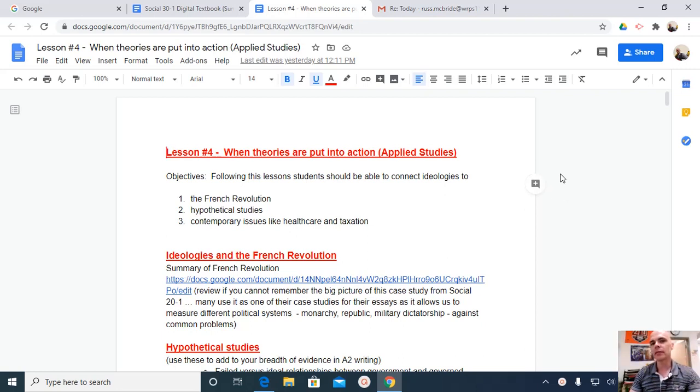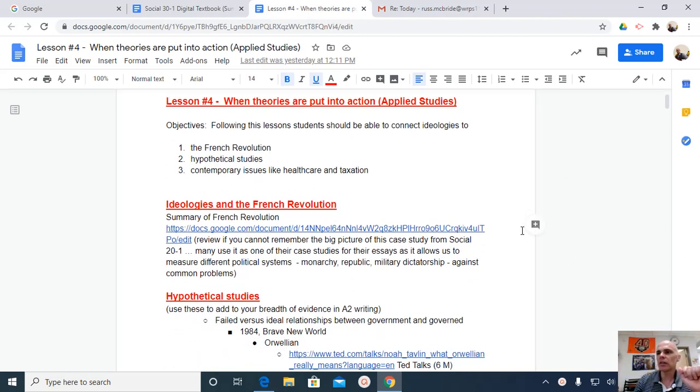Right, welcome back. This is lesson number 4, when theories are put into action, applied studies. Today we are focusing on that political spectrum. We're going to go back to the French Revolution to make a greater sense of it. We're also going to look at some hypothetical studies so that we can add to our breadth of evidence in A2 essay writing. And we'll look at some contemporary issues like healthcare and taxation as we continue to build our case studies for A2 and as we continue to apply our knowledge of individualism and collectivism.